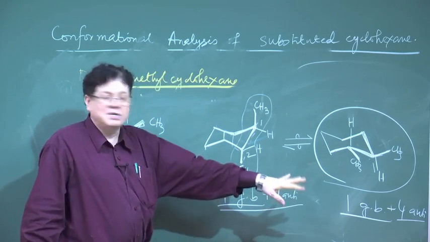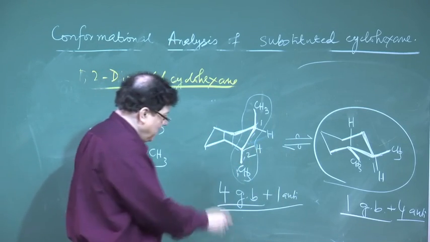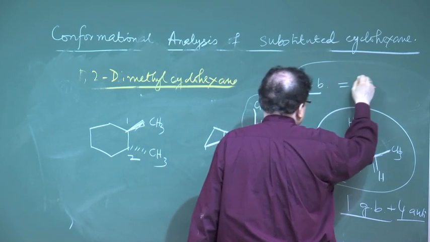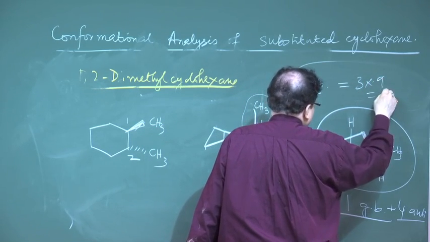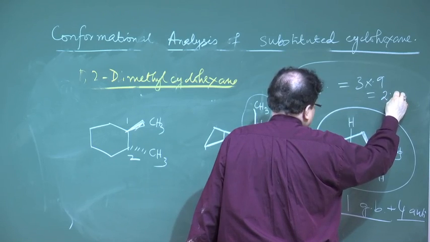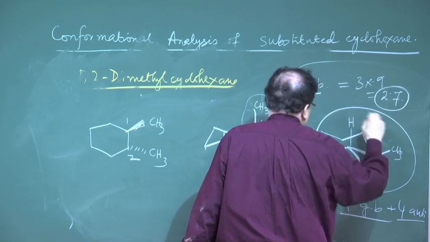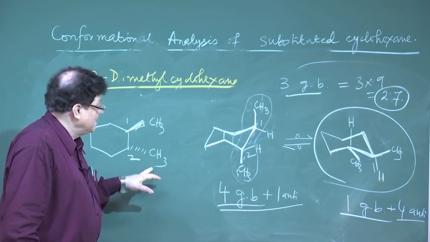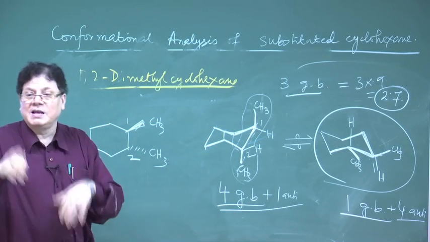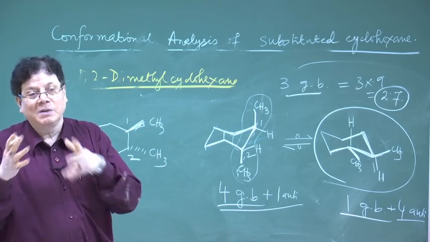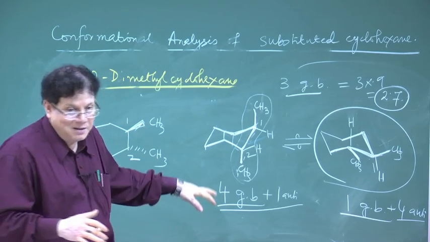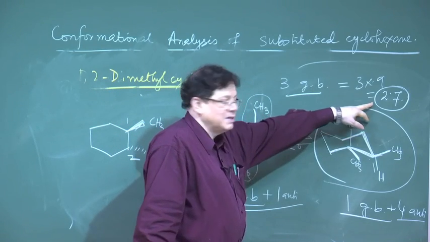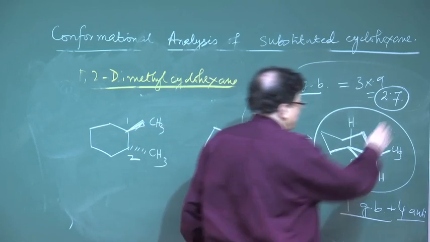So, the difference in energy between these two will be 3 gauche butane interactions. That means 3 into 0.9, so that is 2.7. Okay. And that is the correct way of looking at it. See, we were calculating on the basis of 1,3 diaxial interaction and we landed up having 4, but if you do it correctly as butane units, ultimately the difference comes to be 2.7 kilocalorie per mole.